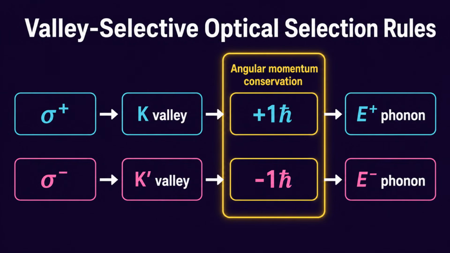The selection rules can be summarized in a table. Sigma plus light at the K-valley excites electrons with angular momentum plus ħ, which couples to E+ chiral phonons. Sigma minus at K' gives minus ħ coupling to E- phonons. These rules arise from angular momentum conservation in the photon-electron-phonon interaction.